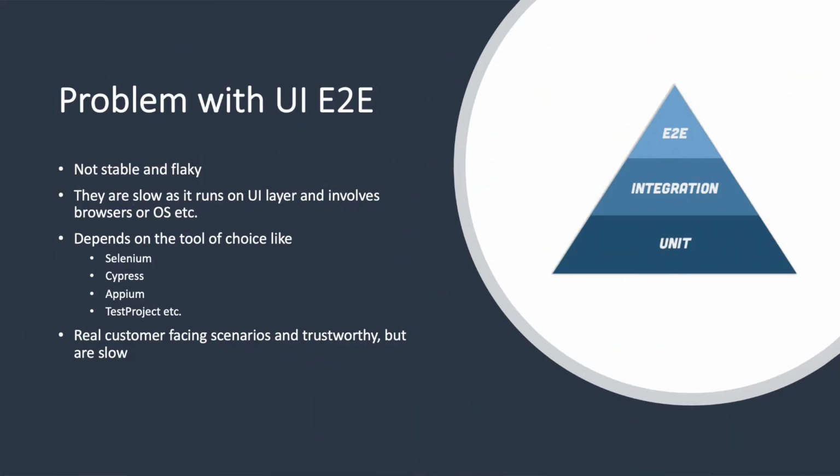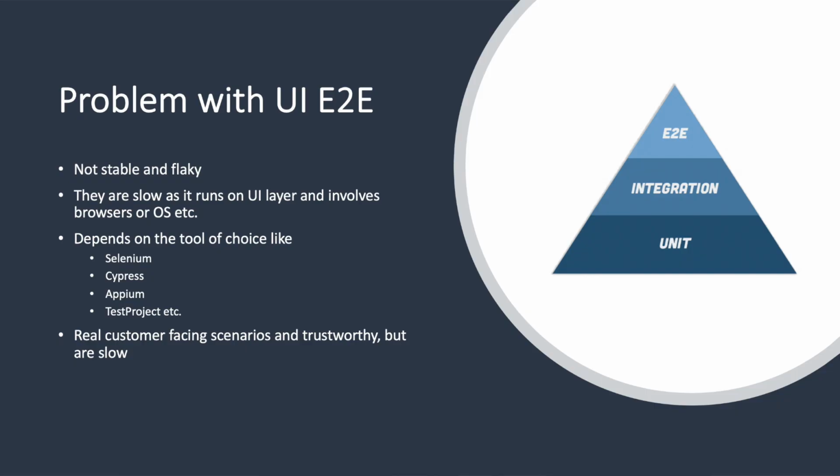And then the end-to-end testing. As we know, end-to-end testing is once again not as stable as unit testing. It is kind of flaky because it involves a lot of GUI elements or UI elements. So it can be you running the test against a browser, or against an operating system like Mac, Windows, or Linux. And they are pretty slow as well.